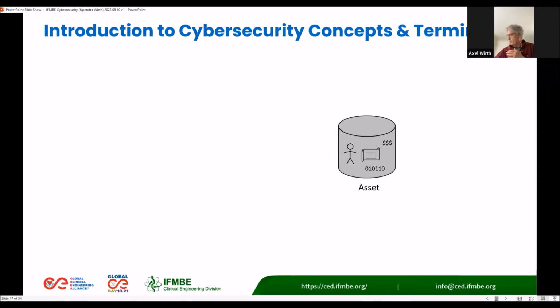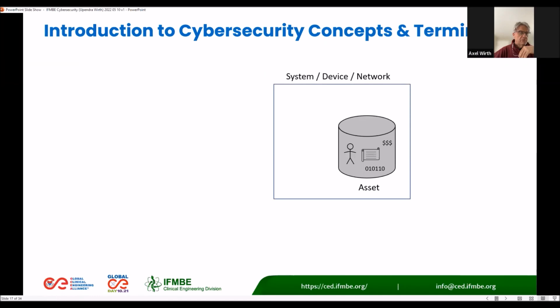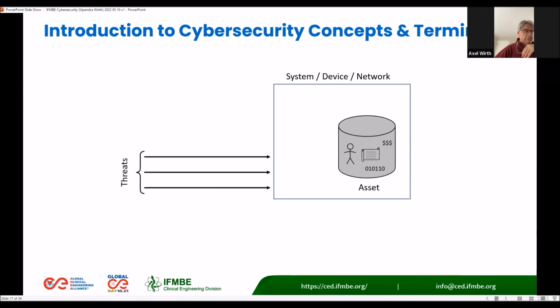Then we have the concept of an asset. And again, as I said earlier, an asset can be specific, patient safety, it can be money, data, information that is valuable to us. And these assets are contained within a larger system or a single device or a larger network. It's just conceptual here, so we're not going to get into any of those details. Then we have threats. We talked about those earlier. They are basically attacking us from the outside.